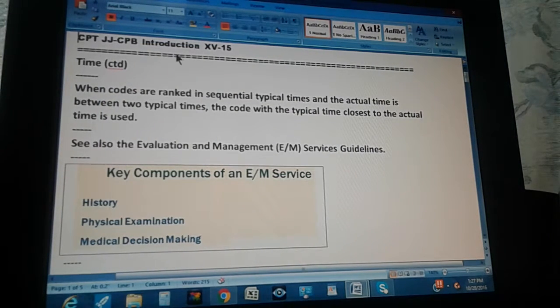CPT JJ-CPB Introduction, page 15, part 15.